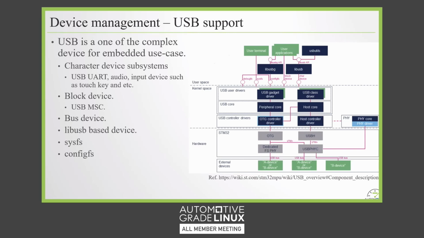Next is the USB support. USB is one of the complex devices for embedded use cases because it uses many of the Linux driver subsystems. Character device subsystems, such as USB UART and audio input devices such as touch keys, and so on. And block devices using USB mass storage class devices, and the bus device, and libusb based devices using the bus driver, and the control devices, ConfigFS and the control config face.